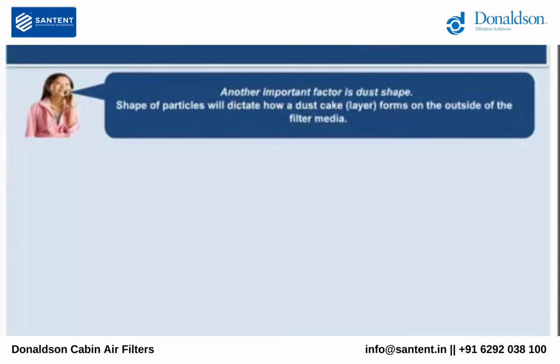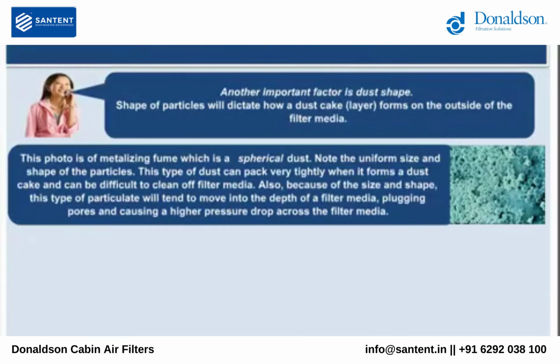Another important factor is dust shape. Shape of particles will dictate how a dust cake forms on the outside of the filter media. This photo is of metallizing fume, which is a spherical dust. Note the uniform size and shape of the particles. This type of dust can pack very tightly when it forms a dust cake and can be difficult to clean off the filter media. Also, because of the size and shape, this type of particulate will tend to move into the depth of the filter media, plugging pores and causing a higher pressure drop across the filter media.